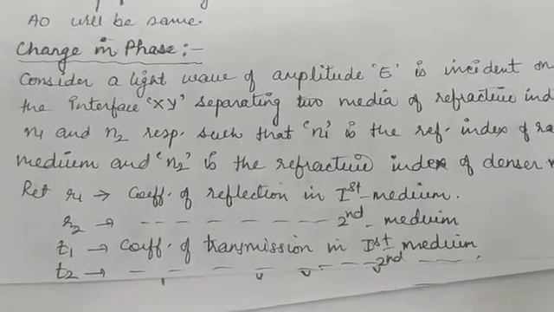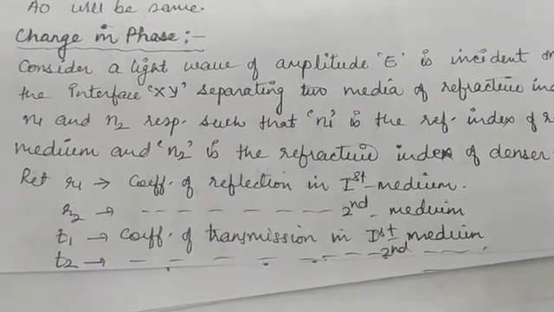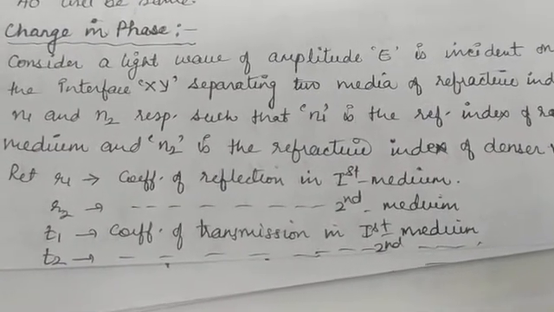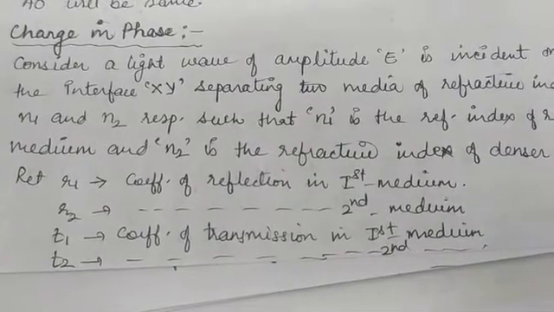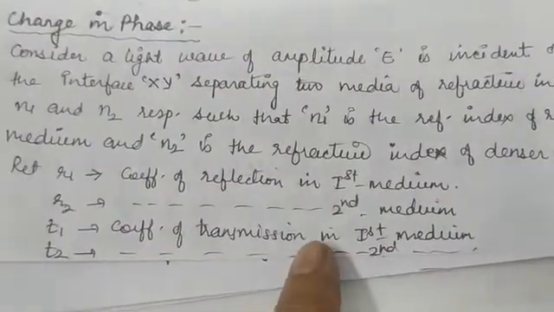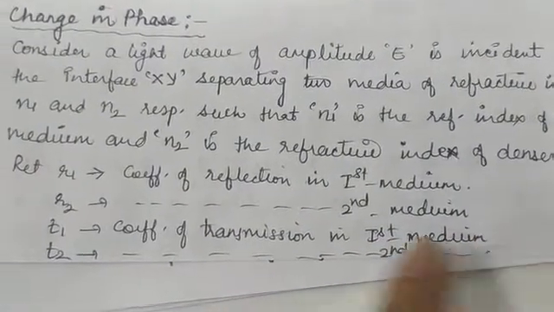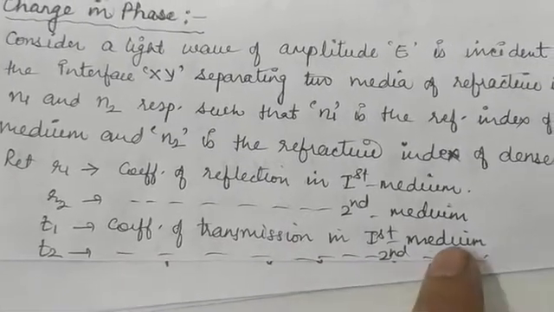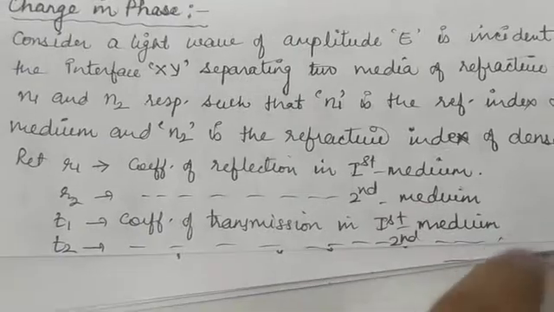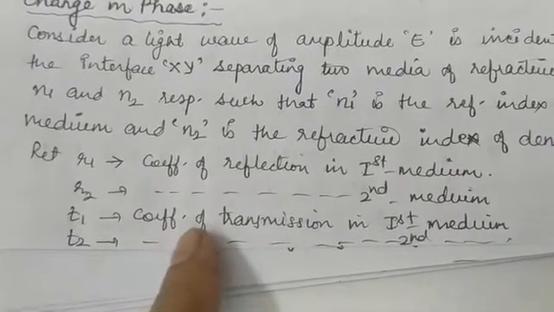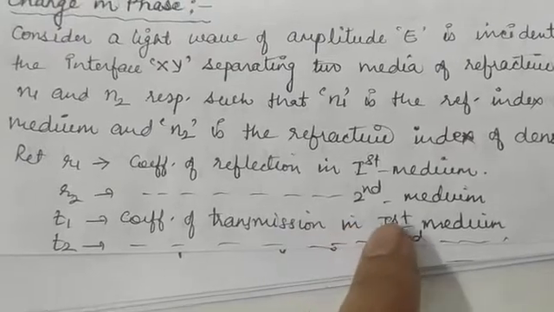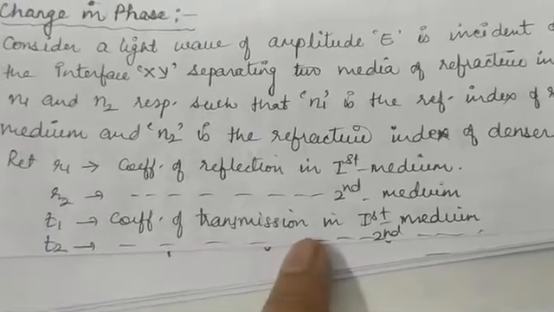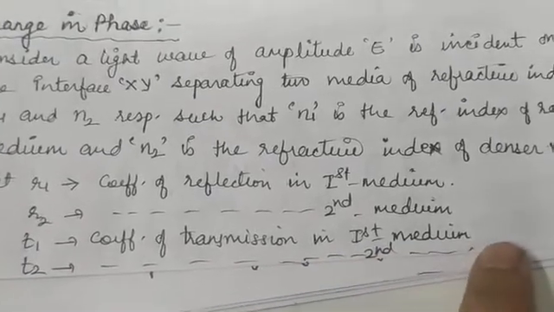Let R1 be the coefficient of reflection in the first medium, and R2 the coefficient of reflection in the second medium. Similarly, T1 is the coefficient of transmission from the first medium to the second medium. What is T2? Coefficient of transmission from the second medium into the first medium. Okay? So make a correction over here. T1 is the coefficient of transmission from the first medium into the second medium. Similarly, T2 is the coefficient of transmission from the second medium into the first medium.